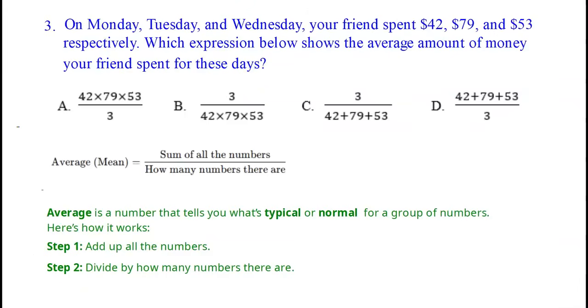Question number 3. On Monday, Tuesday, and Wednesday, your friends spent $42, $79, and $53 respectively. Which expression below shows the average amount of money your friend spent for these days. So I'm looking for an expression that gives me the average amount of money.